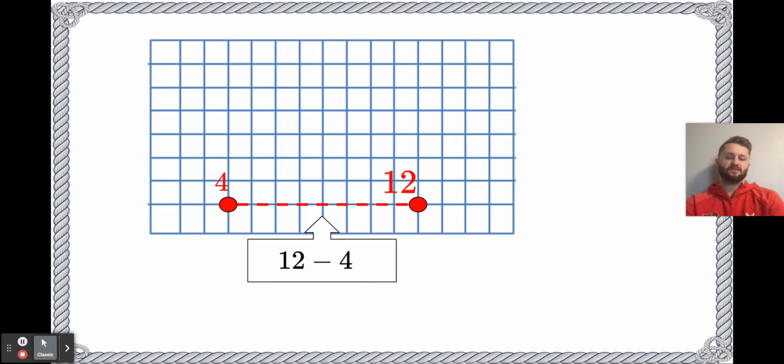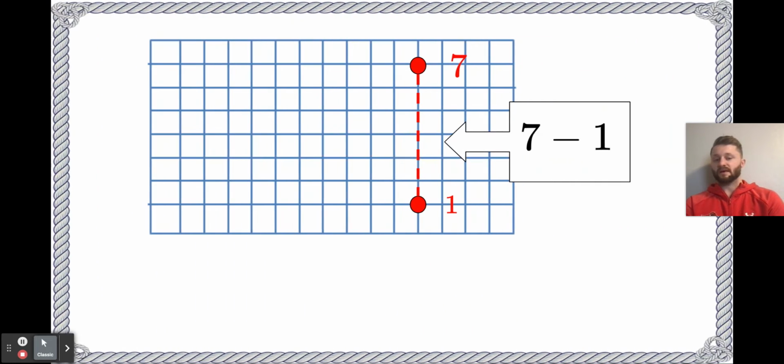Instead of just counting each grid mark, we can simply take the x value of one point and subtract the x value of another when they're horizontal like this. That's why we consider a distance between two horizontal points as just x sub 2 minus x sub 1, the second x value subtracted by the first x value. And so this would still give us the same answer, 12 minus 4 would be 8.